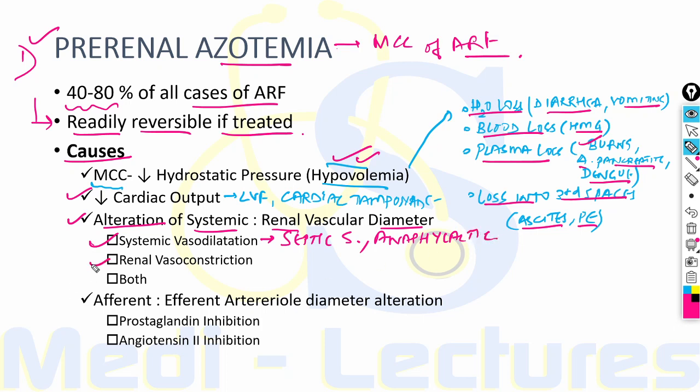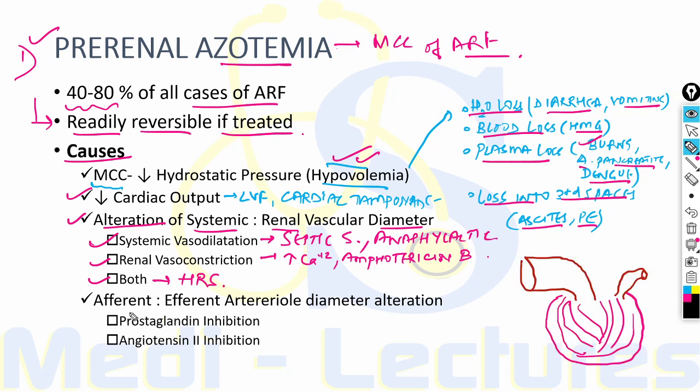On the other hand, there can be renal vasoconstriction. This can occur because of hypercalcemia or drug use like amphotericin B. Hypercalcemia and amphotericin B lead to renal vasoconstriction, or there can be a combination of both, that is systemic vasodilatation as well as renal vasoconstriction. What is this disorder in which both these are seen? This is hepatorenal syndrome.